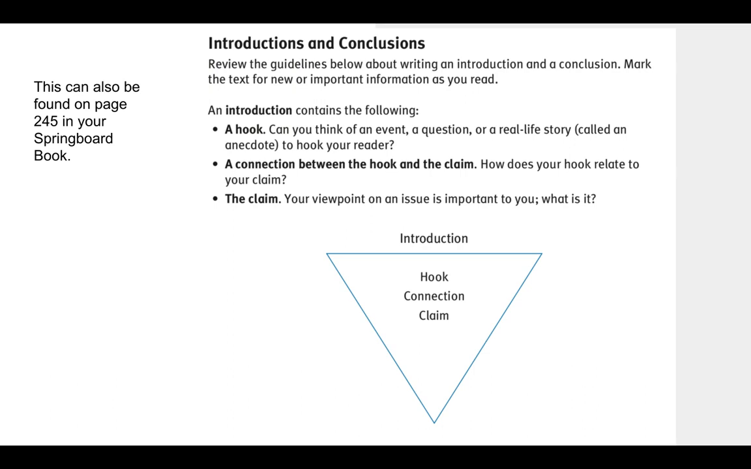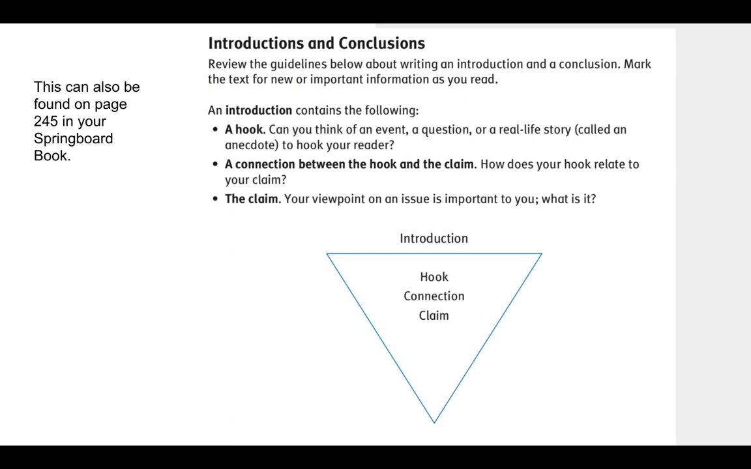So feel free to go ahead and look up some ideas and get some quotes and try and add that to your writing. After your hook, I want you to make sure you have a connection between how you're getting your reader to read and what you want them to read about. What is your claim? What's the connection between the quote that you just found or the story that you just wrote and your opinion? And then your claim is your viewpoint on an issue that is important to you. Remember, you all chose one. Are you claiming that cell phones are a distraction in school? Are you claiming that teachers give too much homework? Or are you claiming that school uniforms should be enforced?